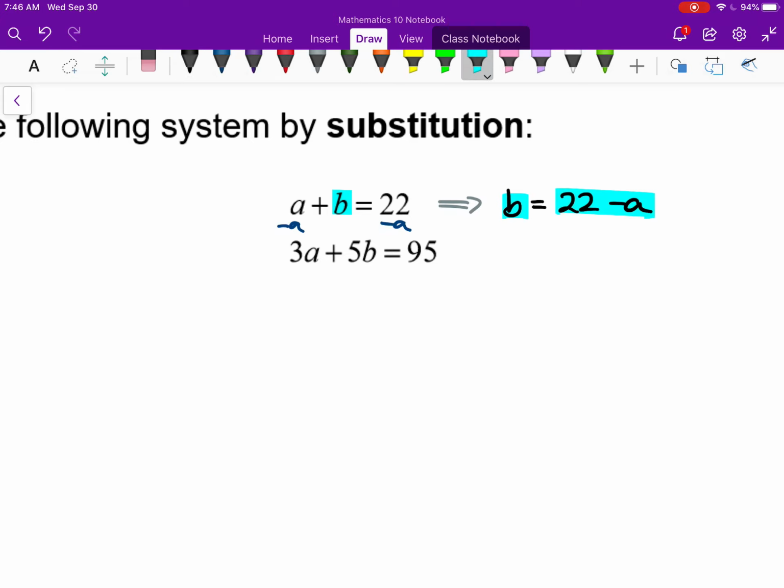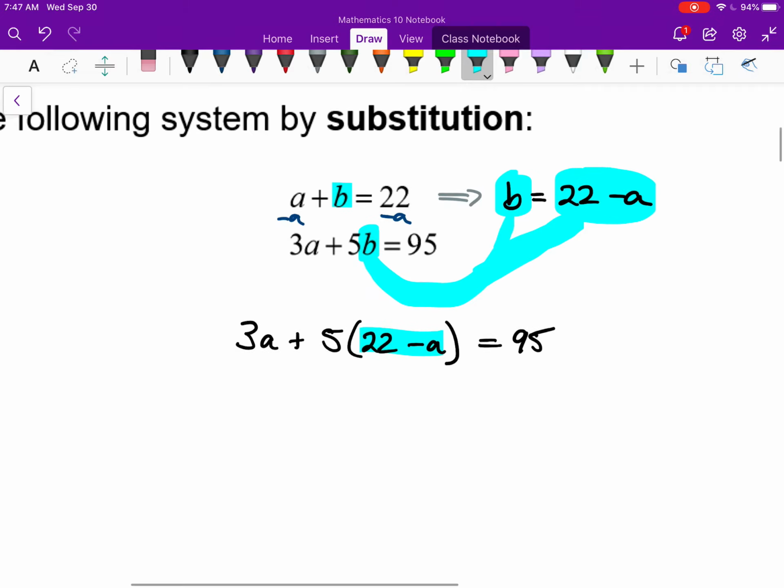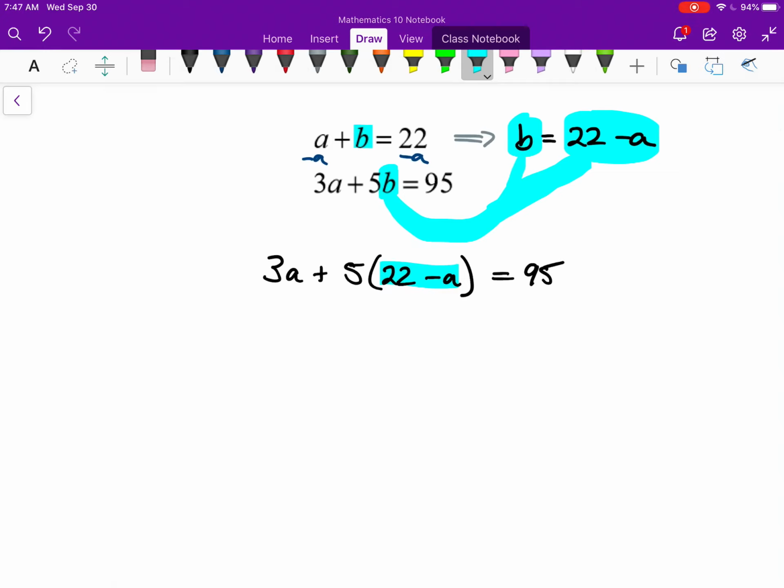OK, so what's the point of that? Well, the point of that then is I want to substitute 22 minus a for b into the other equation. So if you look in the other equation, there's a b as well. So I literally want to substitute that b with 22 minus a. And so the second equation now becomes 3a plus 5 times, instead of b, 22 minus a equals 95. Now notice, while I have a somewhat messy equation, it's nothing too crazy, it has just one variable, which means I must be able to solve for a.